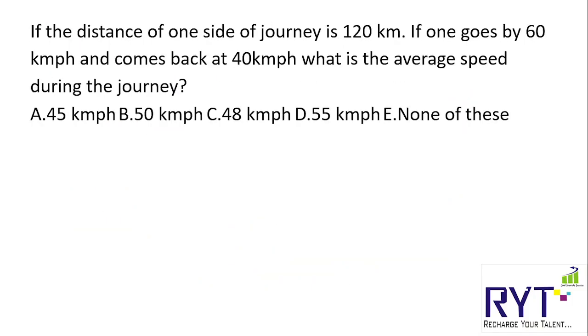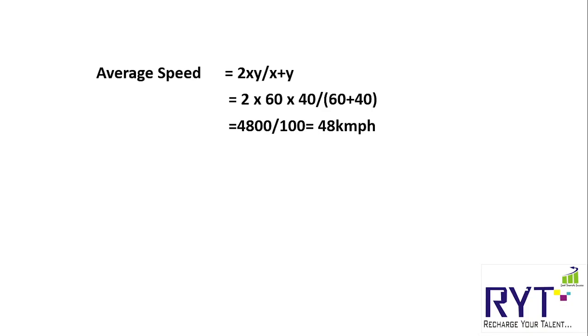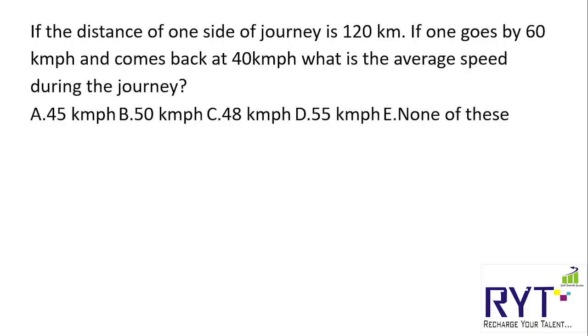Now, if the distance of one side of a journey is 120 kilometers, if one goes by 60 kilometers, comes back by 40. So average speed, 2xy divided by x plus y. Okay, simple, because it's the same journey. So average speed.